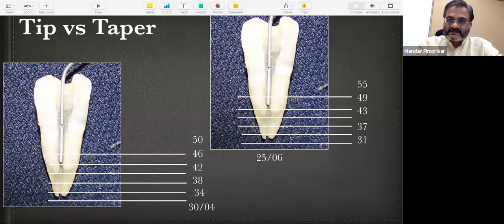So this brings us to tip versus taper. Now, if you look here, 3004, after every millimeter, it becomes 34, 38, 42, 46. If you consider a situation like 2506, now which is more destructive? So there are two schools of thought. One says that increase the apical diameter and keep the taper small; the other says you keep the apical foramen as small as possible, as 25, and increase the taper.